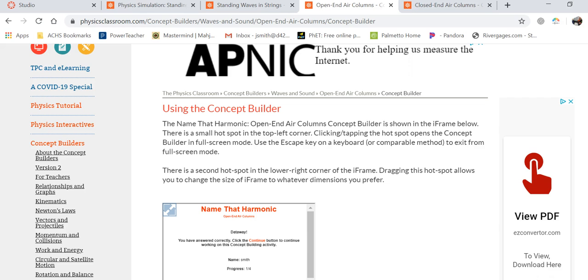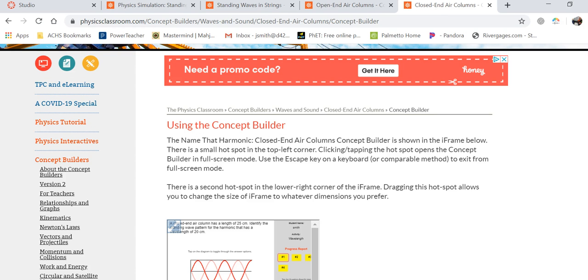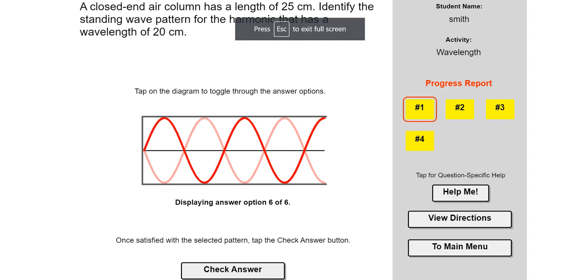Excellent. And then we're going to look at one with a closed end. So this one can be a little bit tricky sometimes. Okay, so what we have is a closed end air column that has a length of 25 centimeters. Identify the standing wave pattern for a harmonic that has a wavelength of 20 centimeters. So the wavelength is 20 centimeters. That means half of a wavelength must be 10 centimeters. Well, how many half wavelengths can fit in a 25 centimeter pipe? Well, that would be 2.5. Okay, 2.5 segments.